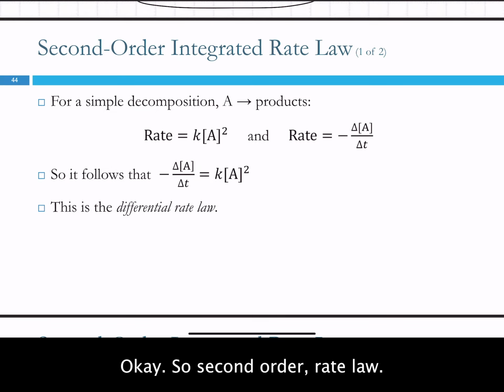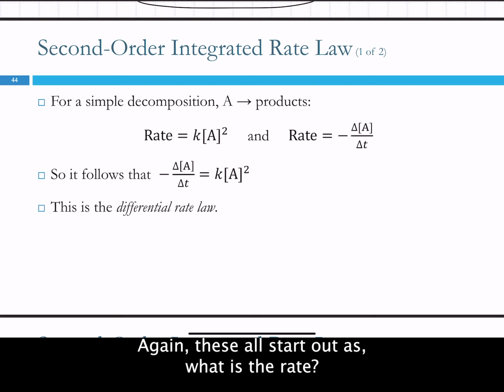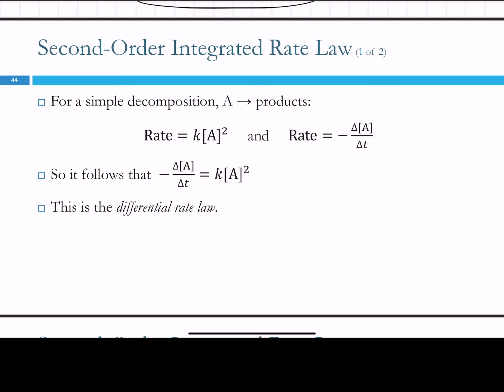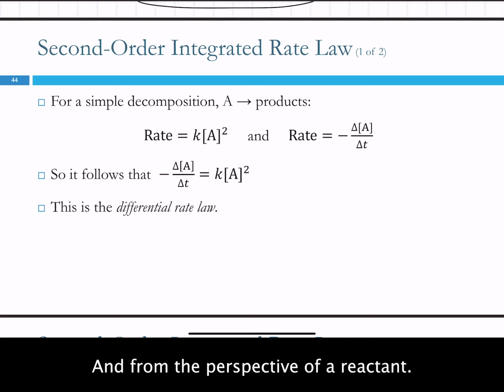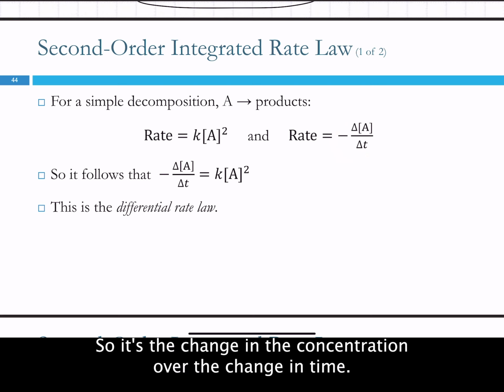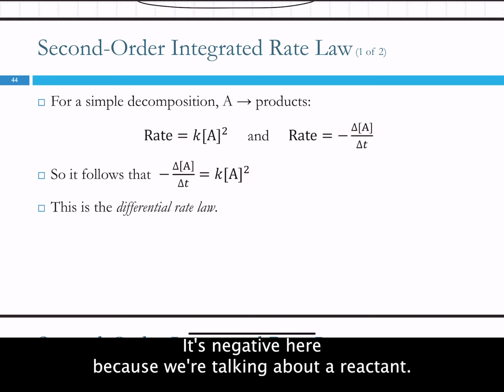Okay, so second order rate law. This is the differential rate law. Again, these all start out as what is the rate, from the perspective of a reactant. So it's the change in the concentration over the change in time. It's negative here because we're talking about a reactant.